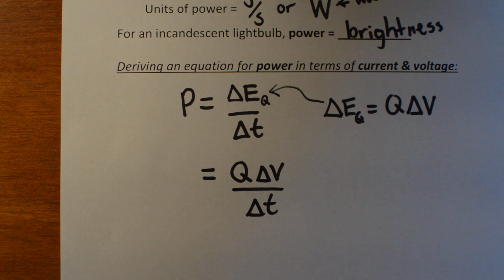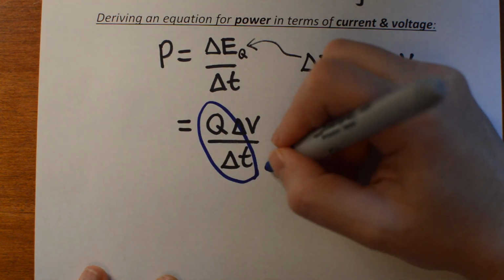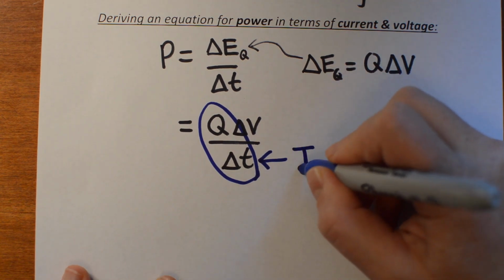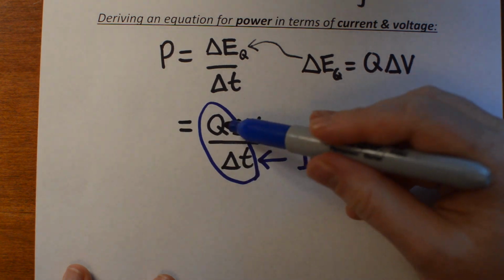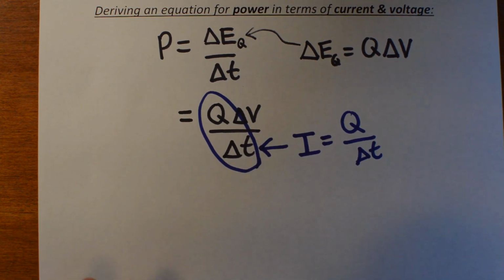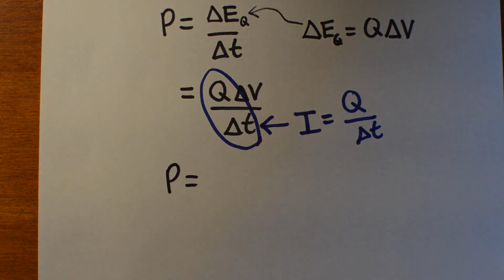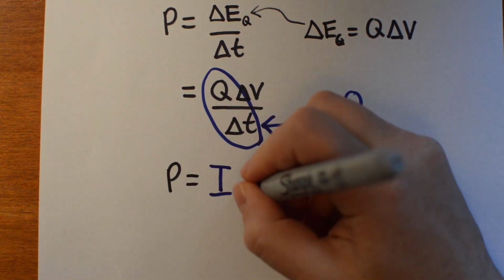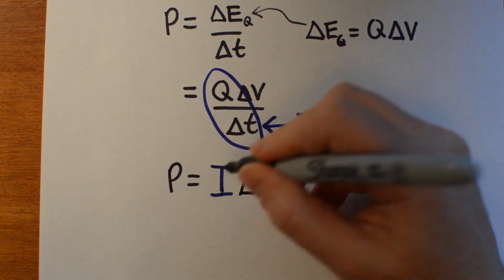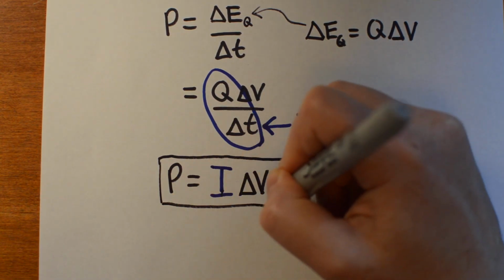All right, but then we look a little closer and we can remember that Q over delta T, this little bit right here, is something familiar. That's actually the current. Current is charge over time. The Q over delta T there is the current, so we can replace that piece too. So I'll have power is equal to, instead of Q over delta T, current times the change in potential, delta V. And that is one nice equation for power in terms of current and voltage.